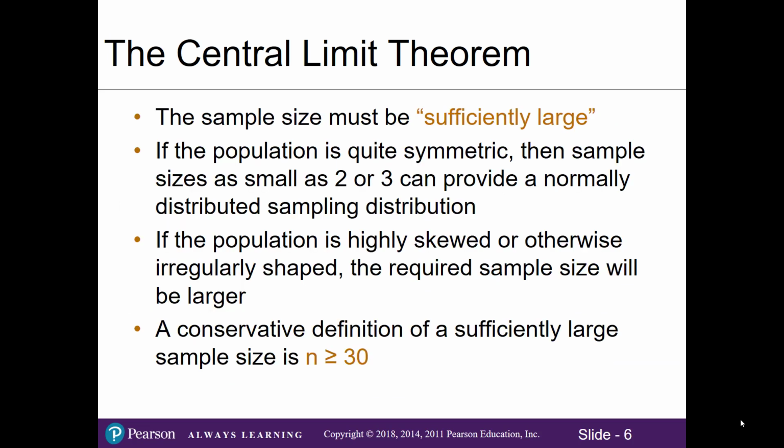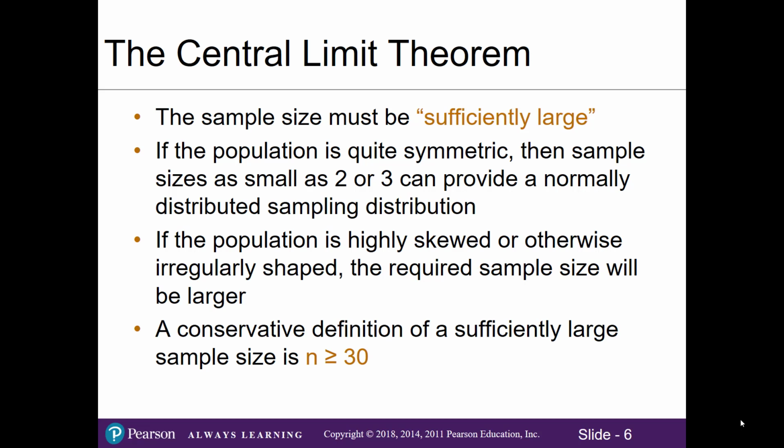Now some things to note about the central limit theorem. Our sample size must be sufficiently large. If the population is quite symmetric, then even small sample sizes like 2 or 3 can provide a normally distributed sampling distribution. We don't work with this too often though. If the population is highly skewed or irregularly shaped, such as bimodal, then the required sample size will be larger. Note that a conservative definition of a sufficiently large sample size is n greater than or equal to 30.